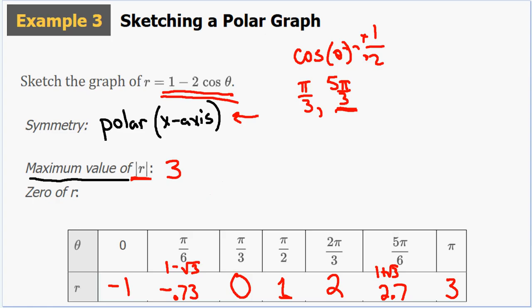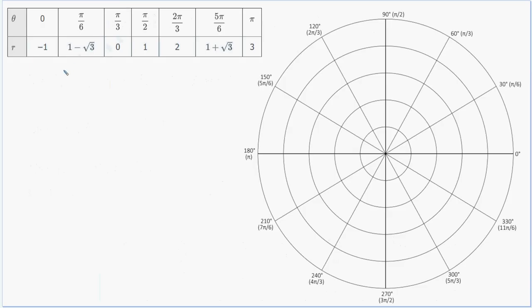So let's hop over to this graph. I do have another table over here. I'm just going to put in my decimal for that and my decimal for that. Okay, let's plot some points. I'm going to switch to blue ink. At 0, we would go negative 1. So 0's over here. Negative 1 means we go through the origin. There's our first point. At pi over 6, it's negative about 3/4. So at pi over 6, we're going to go this way to about here.